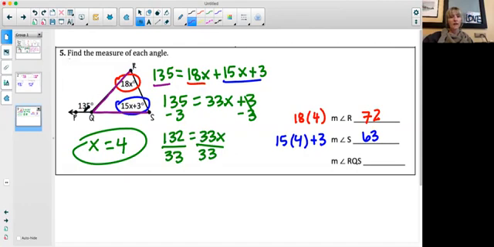I'm going to use the fact that these two make up 180, and I'm going to do 180. This is the one I could have found even without knowing x, because I can just do 180 minus 135, and that angle measure is 45 degrees.